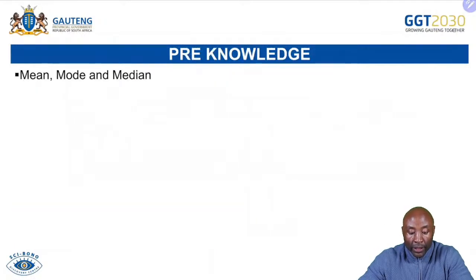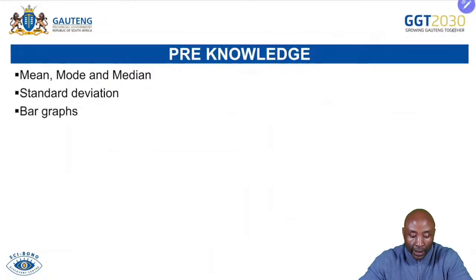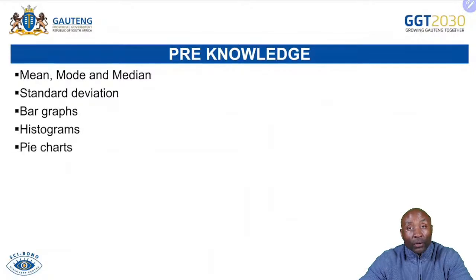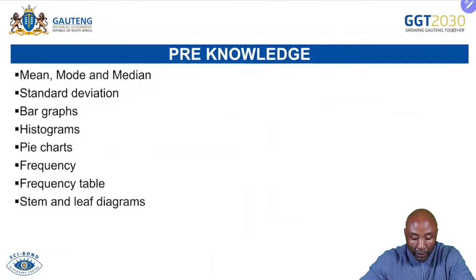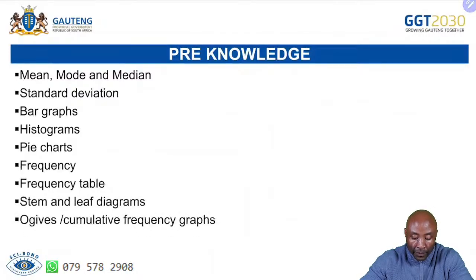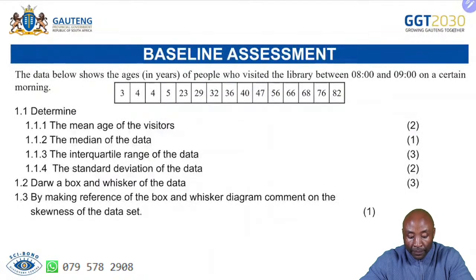Our pre-knowledge, we know how to determine the mean, the mode, and the median. We are also able to determine the standard deviation. We know bar graphs, we know histograms, we know pie charts, we know frequency tables as well as frequency polygons. We know stem and leaf diagrams. We know our ogives as well as our cumulative frequency graphs.